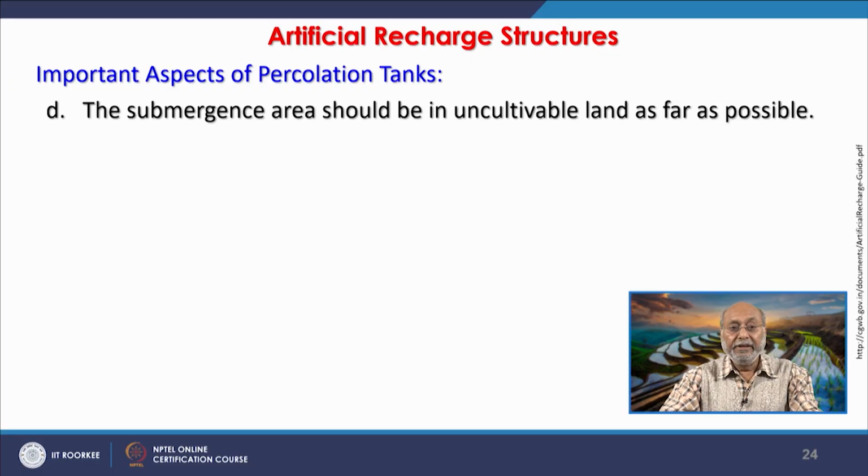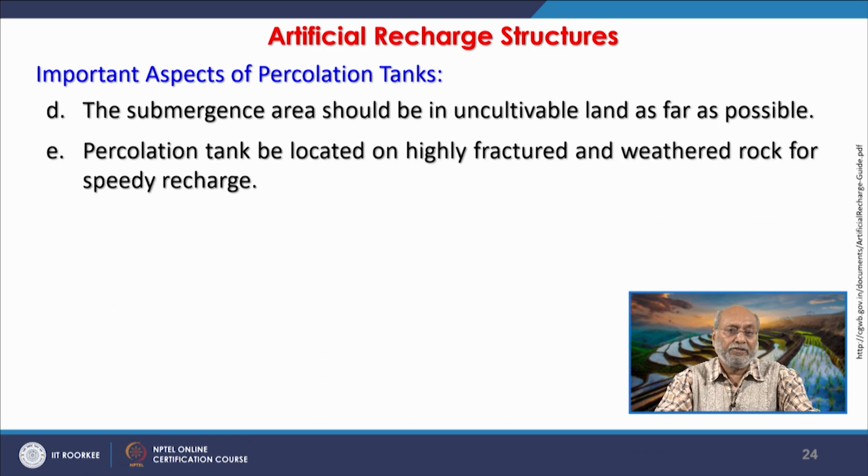Now, the submerged area which will come under this percolation tank should also be uncultivated land as far as possible. If a government agency finds that other things are suitable except that the area is cultivable land, then people will be reluctant to give that land for a percolation tank. So I would suggest that initially that part of the land in an area, basin or watershed should be such where no agricultural practice is taking place.